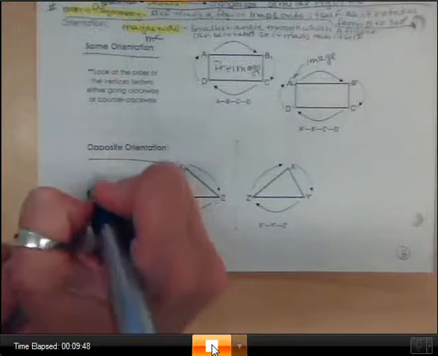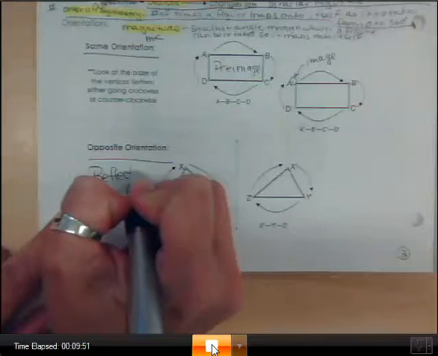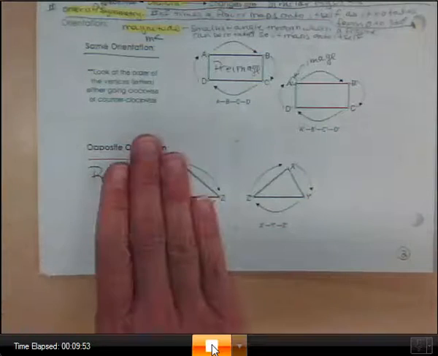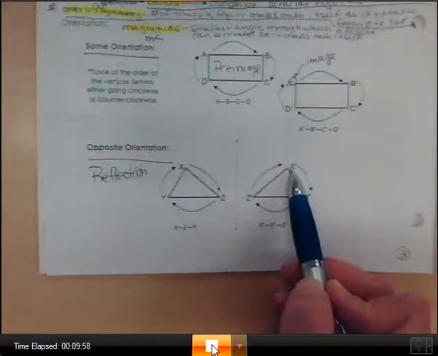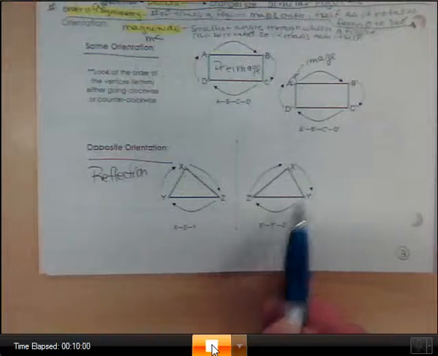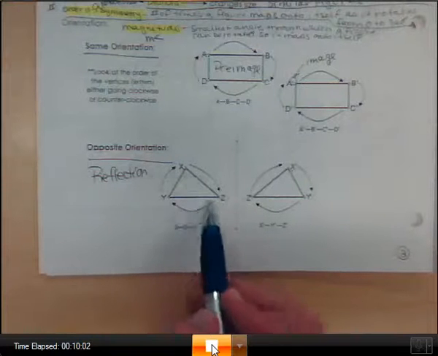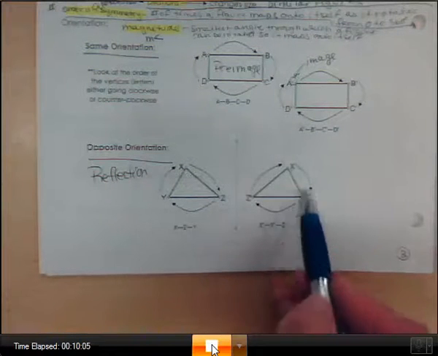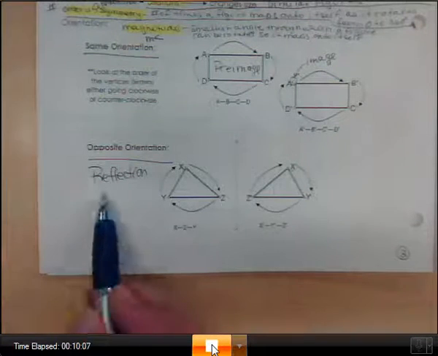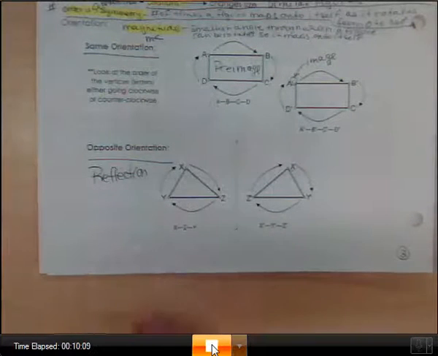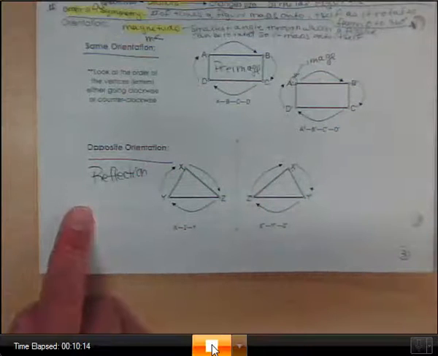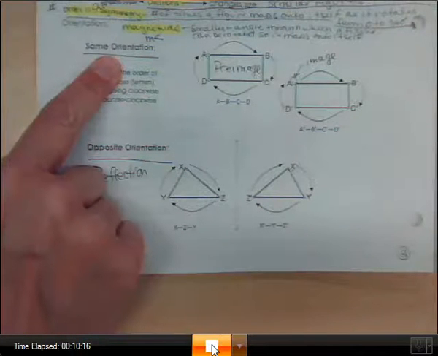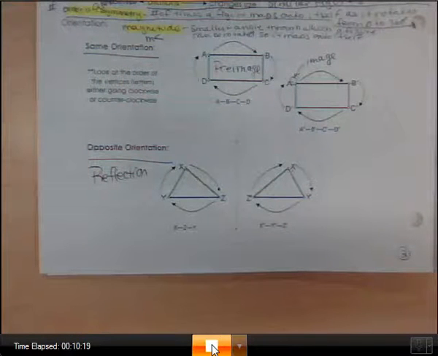Now, opposite orientation would be something like a reflection. A reflection, when I reflect this figure over the line, this is my x prime. Then I've got my y prime and my z prime. Notice I go x, z, y, and this one I go x, y, z. The orientation, how we talk about them, going clockwise, changes. Opposite orientation, same orientation. So those are some vocab words.